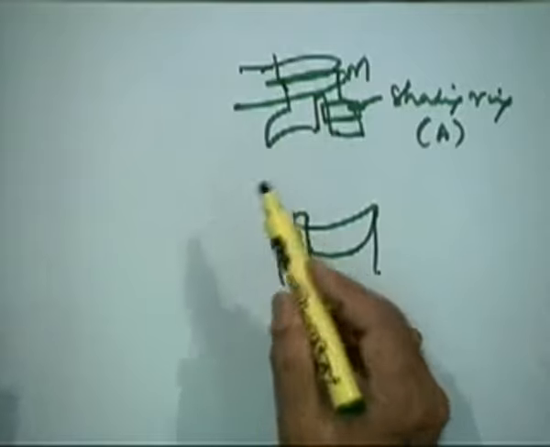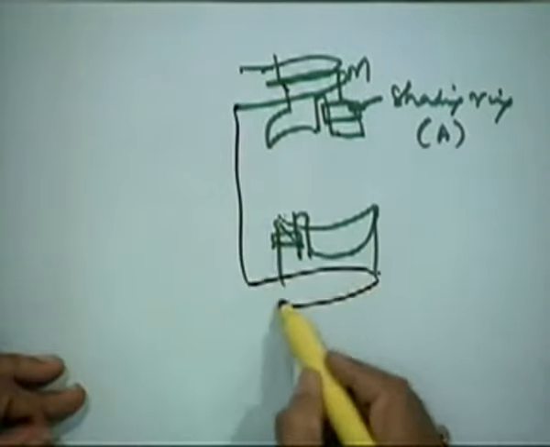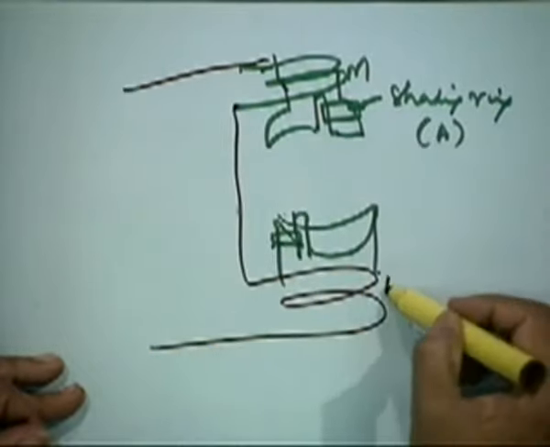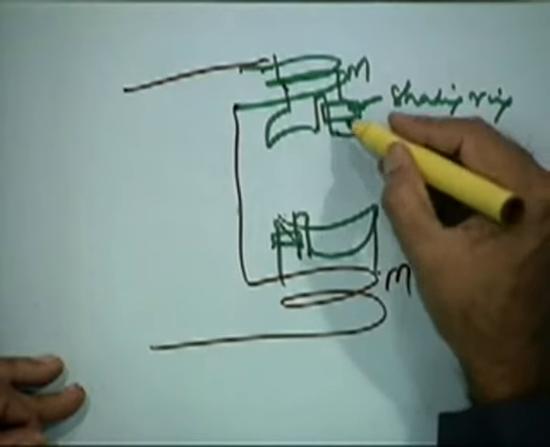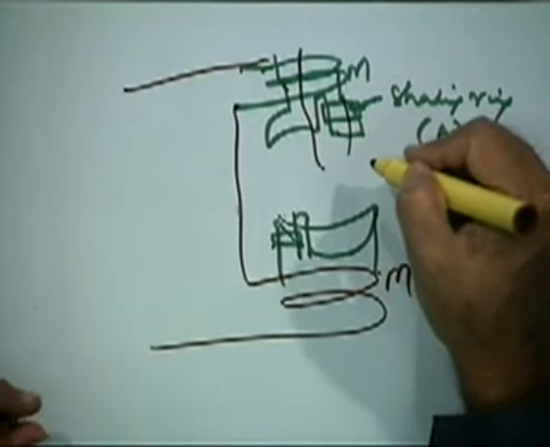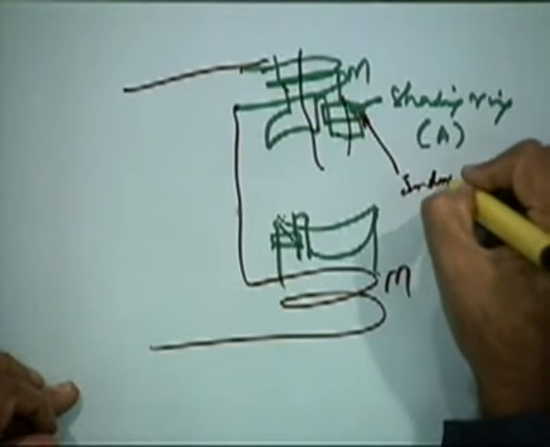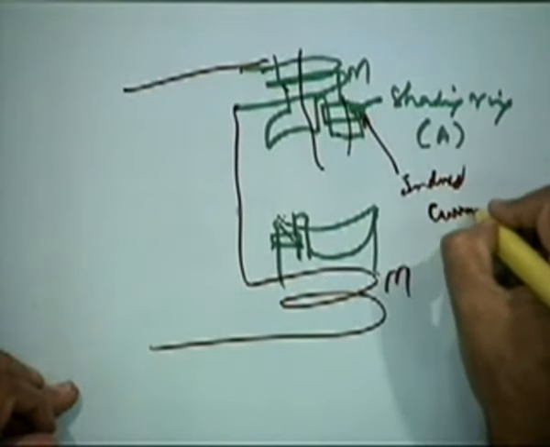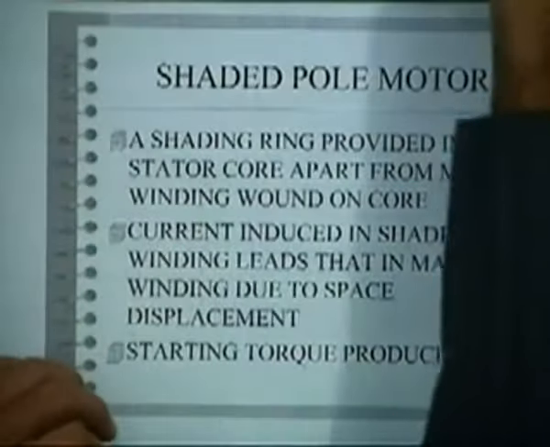This is used typically in your table fans, sewing machines and things like that. This is called a shaded pole motor. There is one winding which will go here like this also. This is the M winding. There is an induced current in the second winding, which is displaced by an angle. So a shaded winding is ahead of the main winding. There is an induced current here. This is called a shaded pole motor.